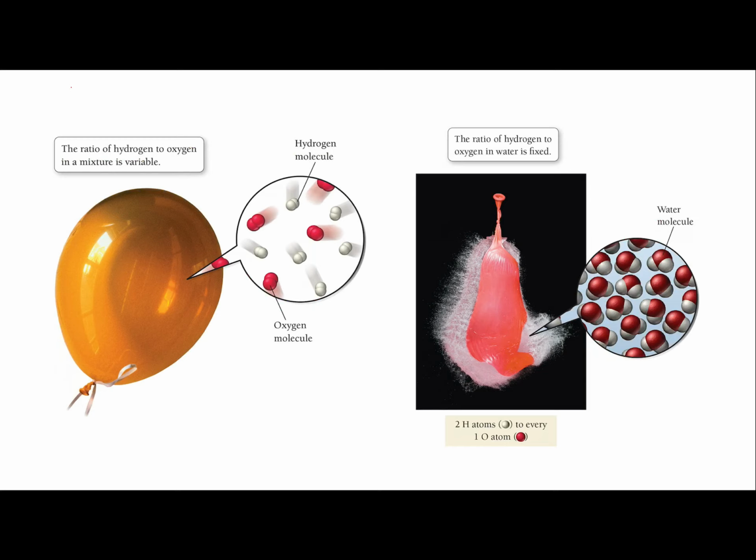The difference is, in a compound, we have fixed or definite proportions, versus in a mixture, we can have variable proportions. So here are two examples. These two balloons both contain only oxygen and hydrogen atoms.